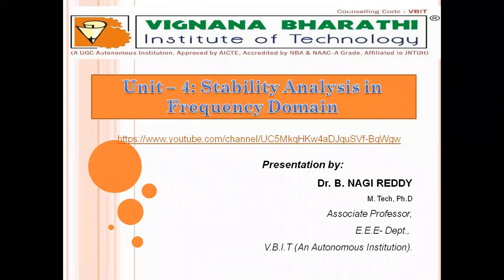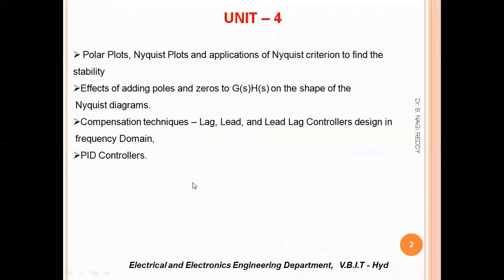Today we'll start our fourth unit, which is stability analysis and frequency domain. So let's see the contents. This unit is also divided into two parts. The first part belongs to the polar and Nyquist plots criteria. So we will use the frequency analysis as we have seen in the third unit, second section, right? For the Bode plots and all. So we will use the same analysis. We will calculate the phase margin and gain margin, and we will draw the polar and Nyquist plots.